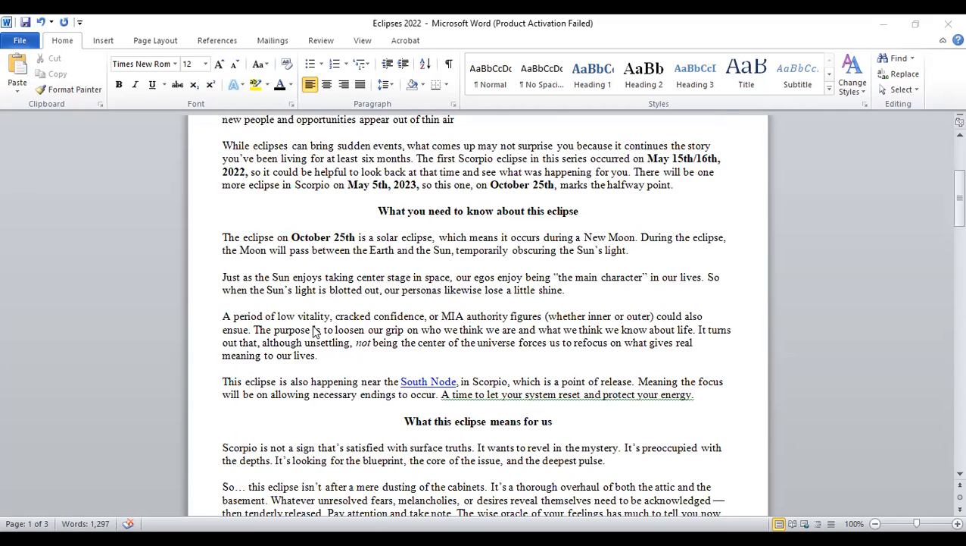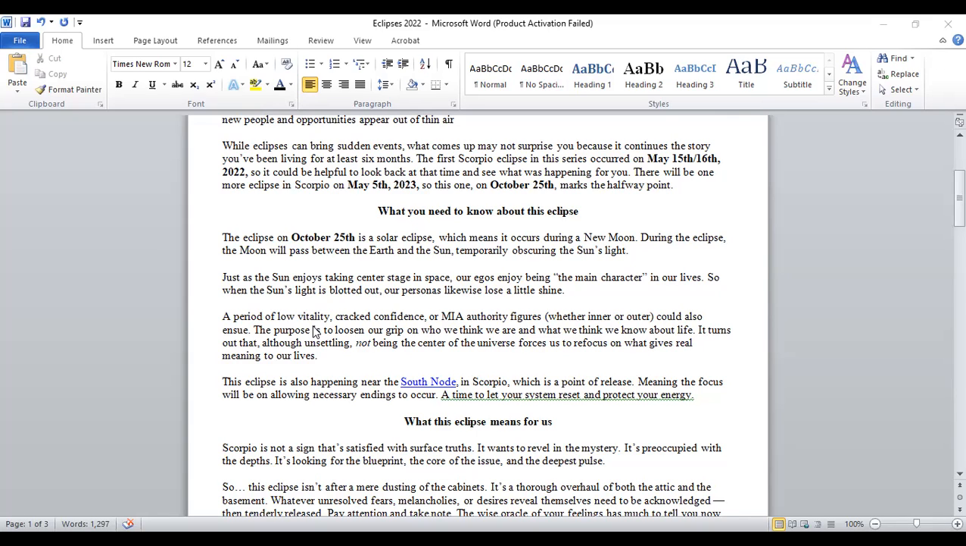While eclipses can bring sudden events, what comes up may not surprise you because it contains the story you've been living for the last 6 months. Seeing these things just kind of hook one to the other, and they're swinging and they're just moving a little bit, and we're moving into the new signs as they move around, and it's just pretty interesting.